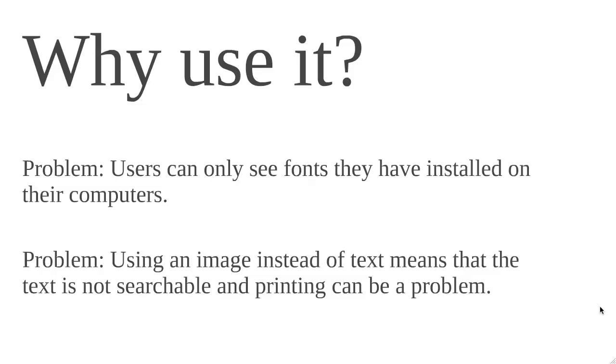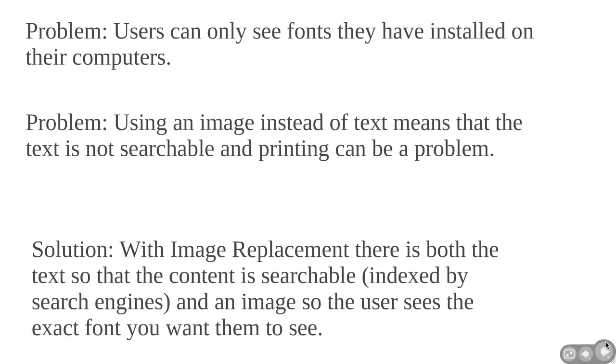The other one is, as I said before, when you just use an image element, right? So when you use the IMG element, then you have that instead of text, and so it's not searchable, selectable, and also if someone's using a screen reader, it's not going to be able to read it in the same way. So with image replacement, you get both the text, because you still have the H element in there, and the content is searchable, indexed by search engines, and readable, and also the user sees the font that you want them to see.